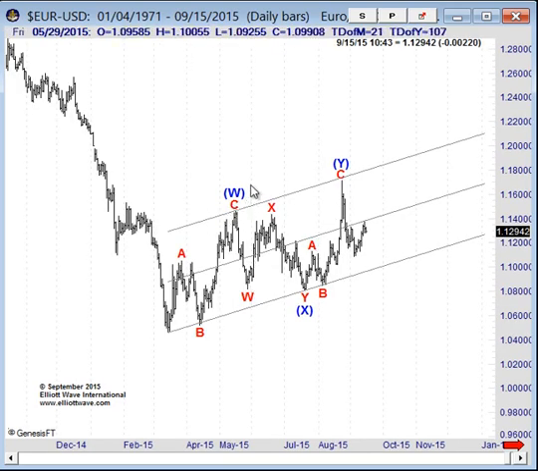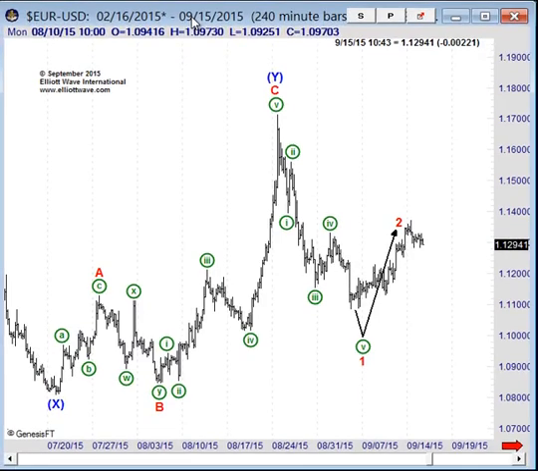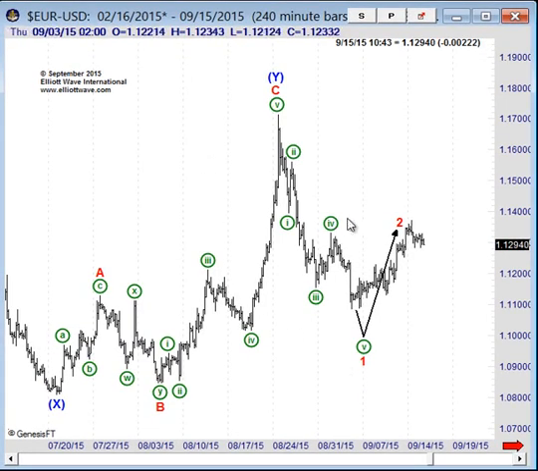We identified it as a WXY, the move to the upside contained within parallel lines. And then we were looking specifically at the intraday price action. We discussed this a little bit, and we worked with waves 1, 2, 3, 4. This was our wave Y move, A up, B down, flat correction. Here's our big move up in wave C.